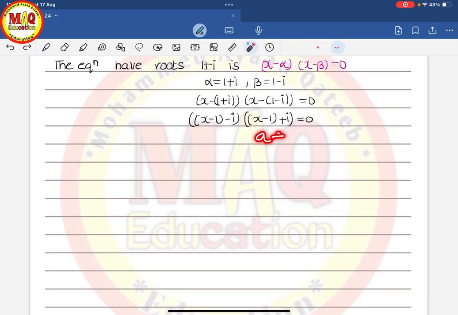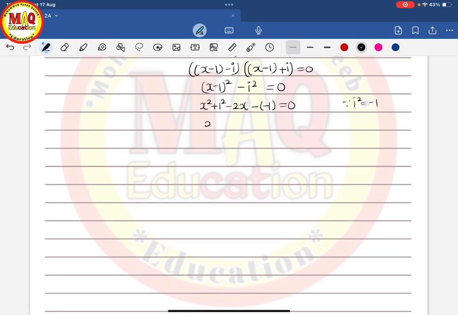You can see it is of the form (a plus b) into (a minus b), which is equal to a square minus b square. Now write the values. A square is (x minus 1) whole square minus b square is i square equal to 0. So here what you'll get, (a minus b) whole square, a square plus b square minus 2ab, minus of minus 1 equal to 0, since i square equal to minus 1. X square minus 2x plus 1, minus of minus is plus 1 equal to 0. X square minus 2x plus 2 equal to 0. So this we got.